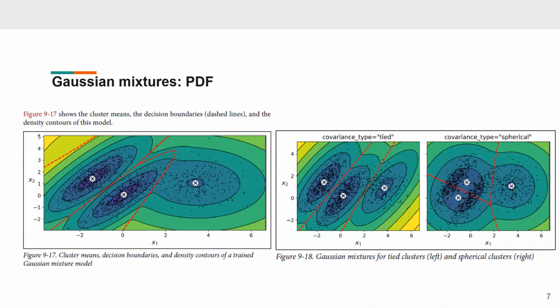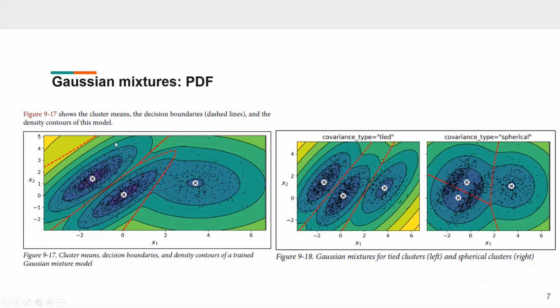You can also leverage Gaussian mixture to understand the PDF of the cluster distribution. So what this shows is the cluster means, the decision boundaries, which are the dashed red lines, and also the density contours of this model. You can see that this one is one of the clusters, and within the cluster, you have the density contours of the model. So that's something that you should be aware of.